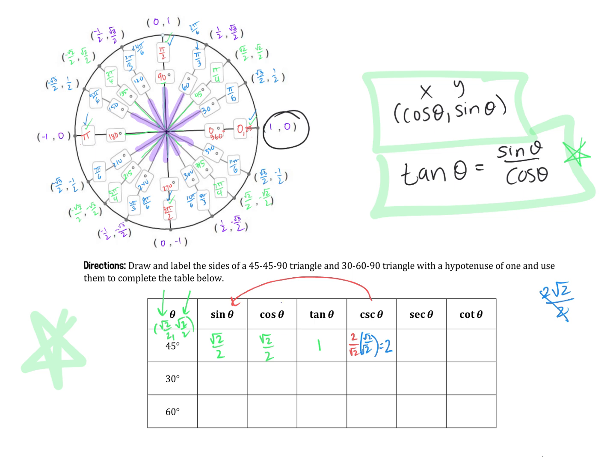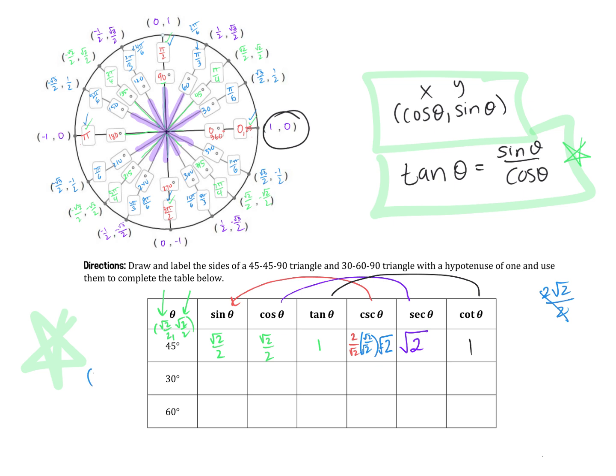Notice the exact same thing is going to happen with secant, right? We're going to reciprocate 2 over root 2. So the reciprocal of cosine is also just going to be root 2. The reciprocal of tangent is cotangent. In this case, that's still just going to be 1. So simply by knowing that the 45-degree angle point is root 2 over 2, root 2 over 2, we could find sine, cosine, tangent, and then therefore we could find their reciprocal functions.